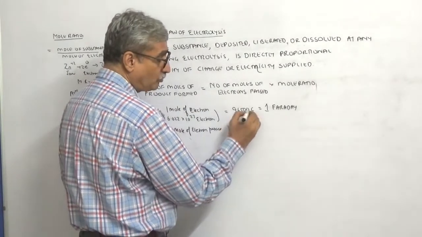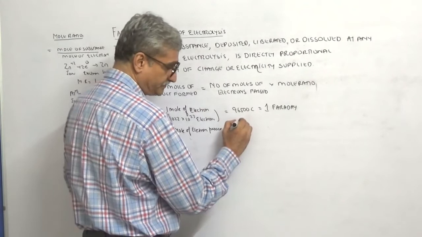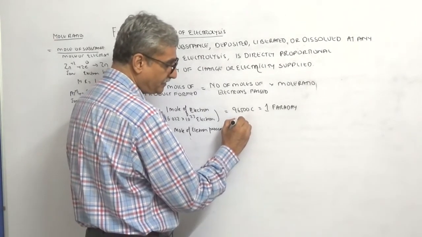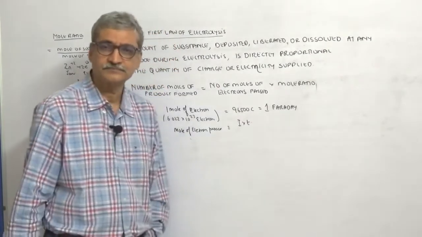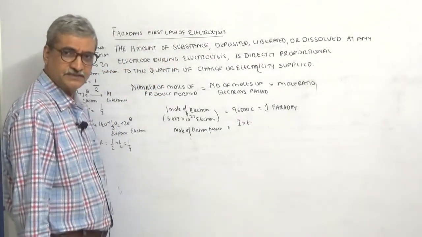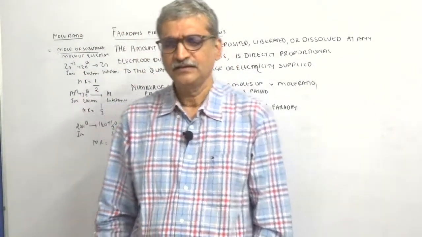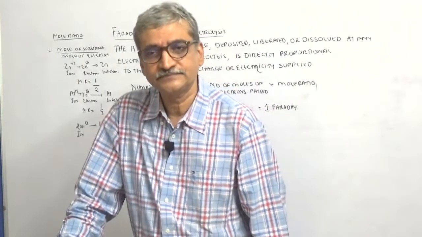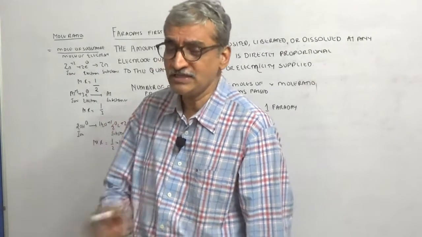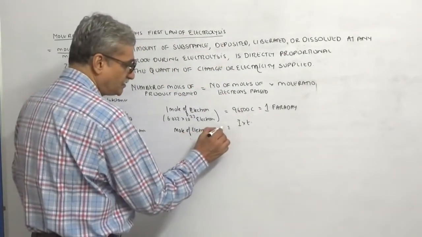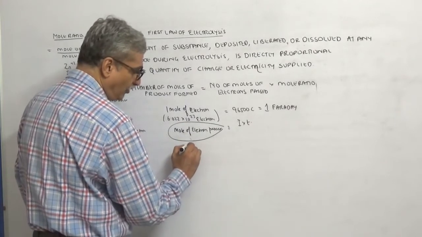The coulomb is what? Coulomb is ampere second. So some ampere, that is I, and time t. Is that clear? So you passed a certain amount of current I for a certain amount of time t. So that is coulomb. Is this pointer? So when you cross multiply, what do you get? This comes here.